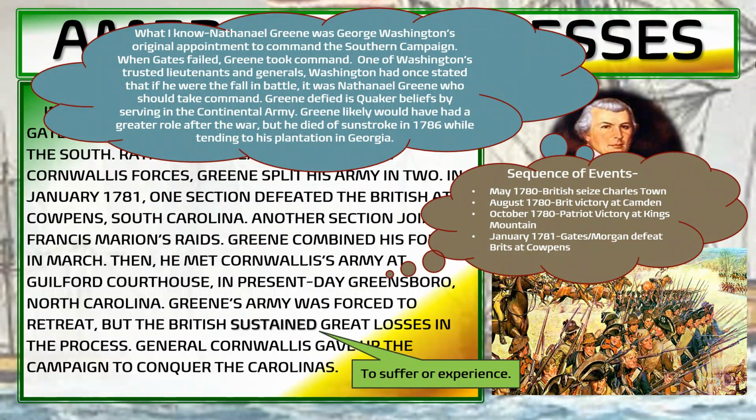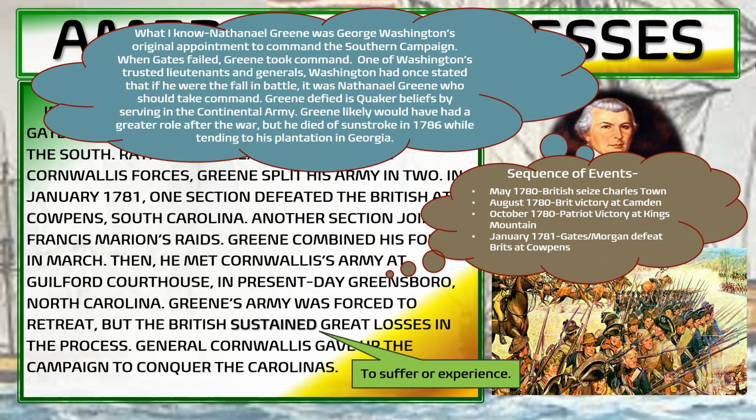So, sequence of events. May 1780, British seize Charlestown. August 1780, we got a Brit victory at Camden. In October 1780, we got Kings Mountain, and things turn around. And in January 1781, it's Gates with Morgan again. Morgan's there as well, and they defeat the Brits at Cowpens. Okay, I should point out, I didn't mention Guilford Courthouse here, and you'll notice that really the Patriots lose at Guilford Courthouse, but there's a reason why Greene retreated.